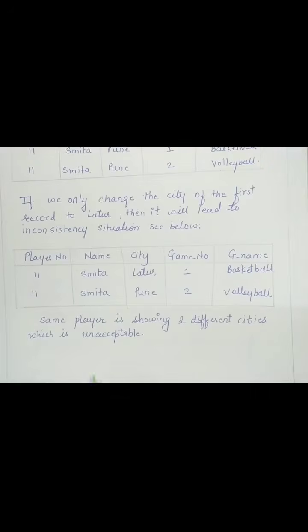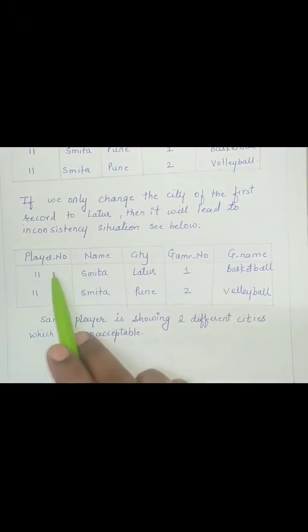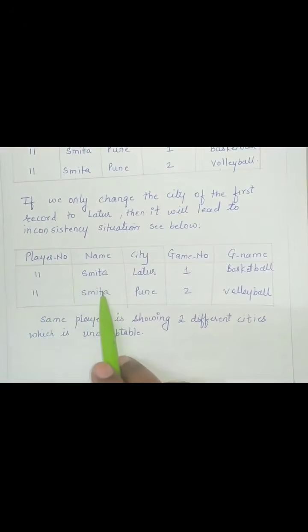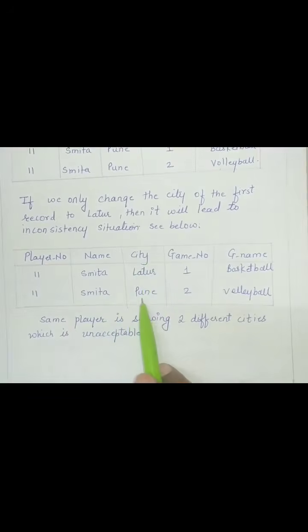See what will happen here. You can see two records for player number 11, name Smita, but the city of Smita is Latur in the first record and Pune in the second one. Is this possible, guys? Is it possible that the same player shows two different cities? Obviously it is not acceptable. Modification is another pitfall, another problem when we say the data is unnormalized.